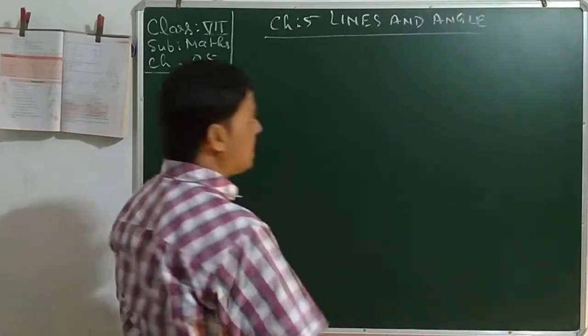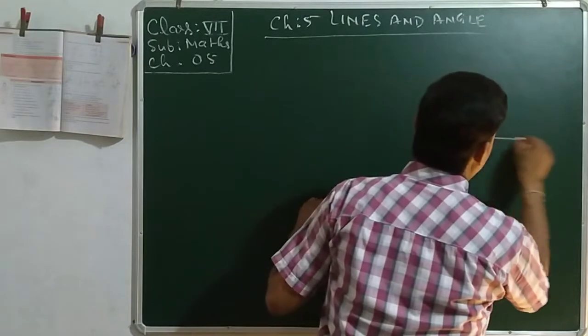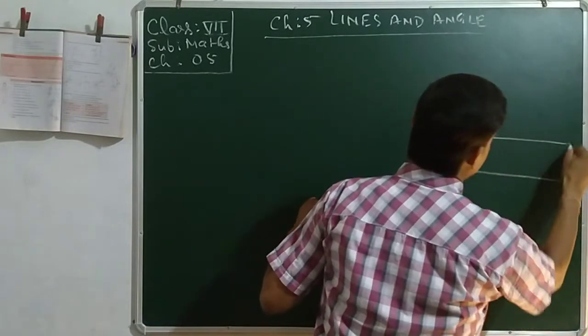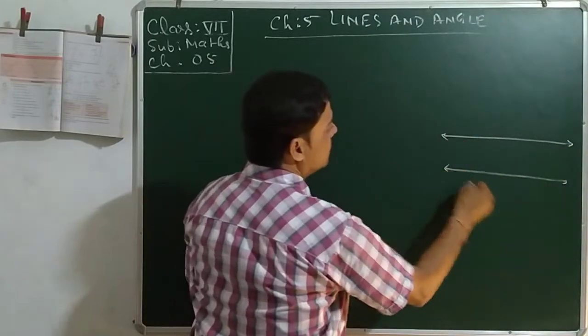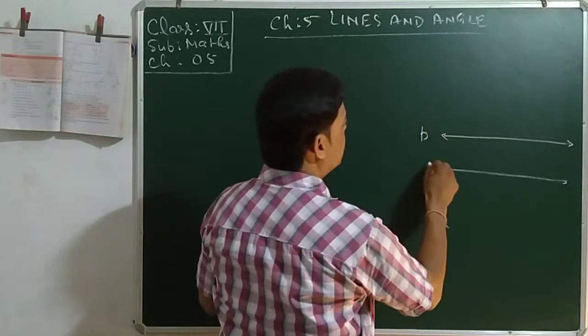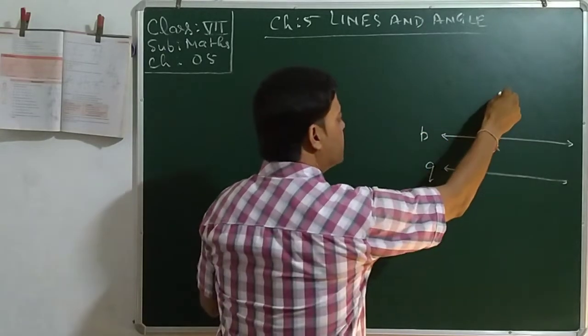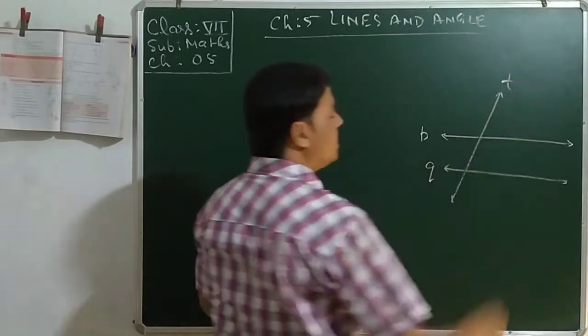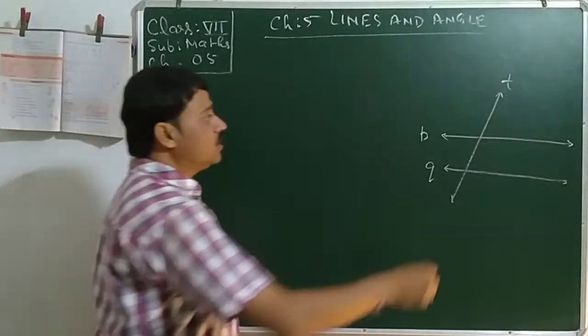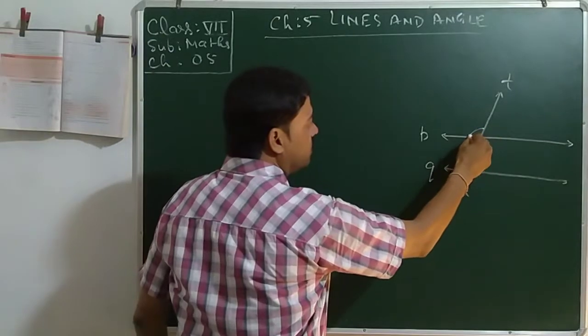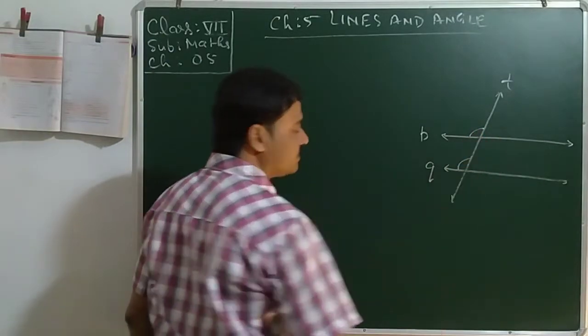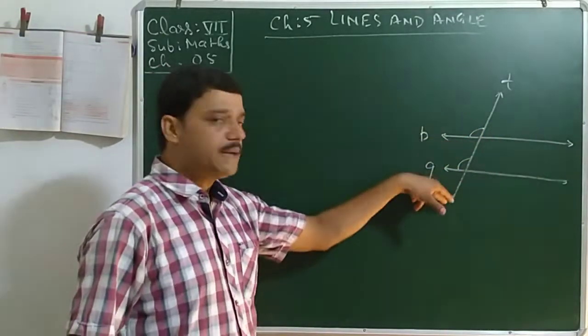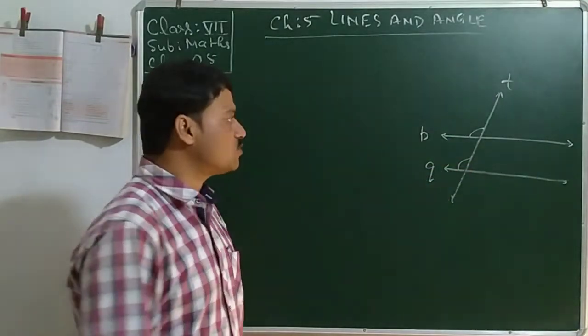In the parallel lines, see, these are two parallel lines. Say this line is P and this line is Q. This is cut by a transversal T. In this case, this angle and this angle both have the same position. They are known as corresponding angles.